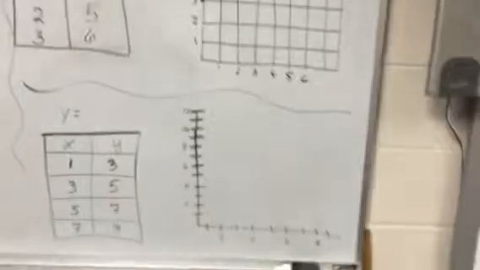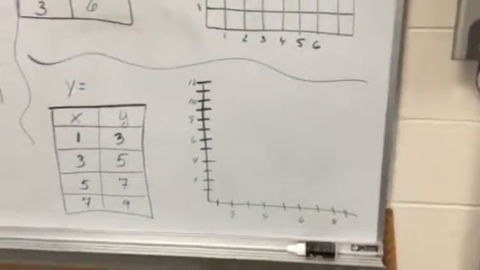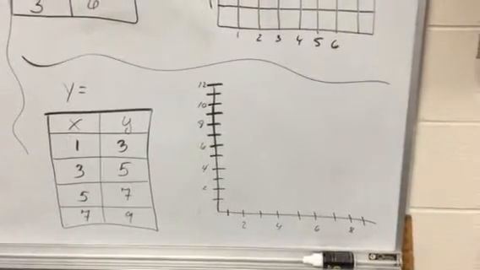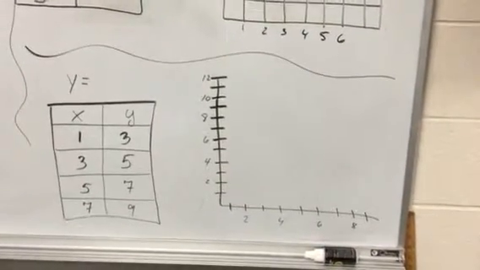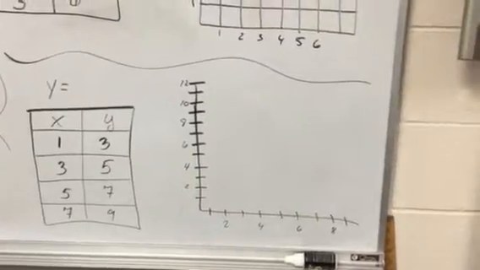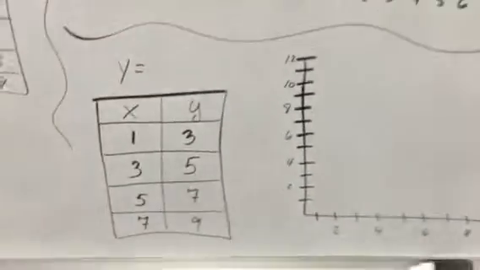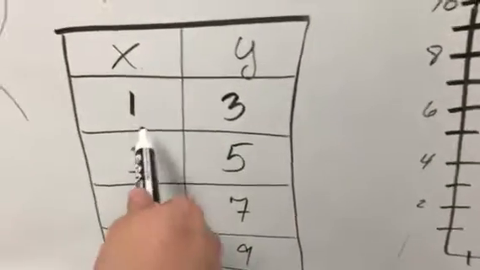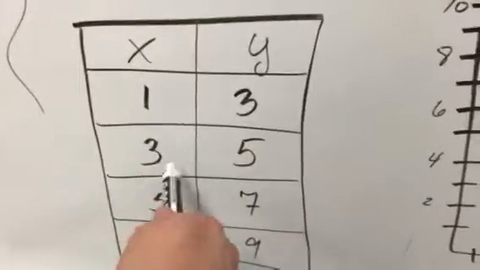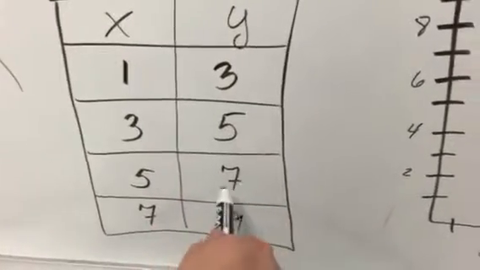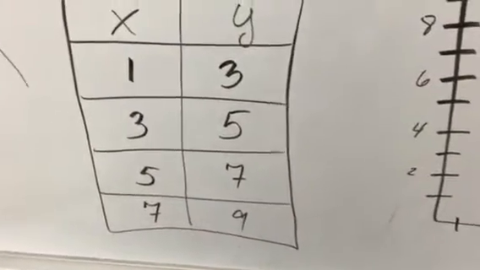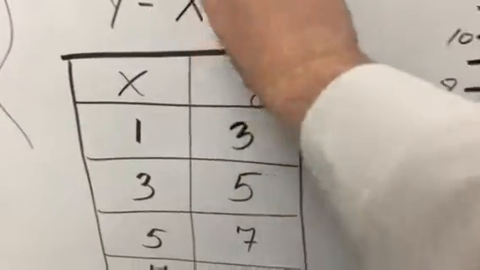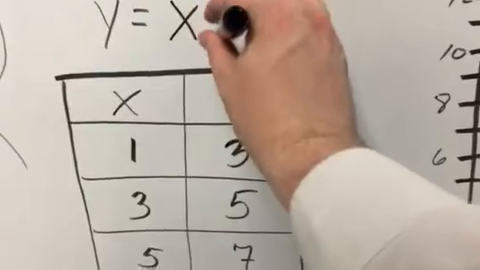So now for this next one, I gave you the chart. You need to come up with the rule and the graph. I want you to pause the video right now and see if you can do that. All right, we noticed by looking at the pattern here that every time to go from our x to y, we added 2. 1 plus 2 is 3, 3 plus 2 is 5, 5 plus 2 is 7, 7 plus 2 is 9. So our rule is going to be whatever our x is, we're going to add 2.